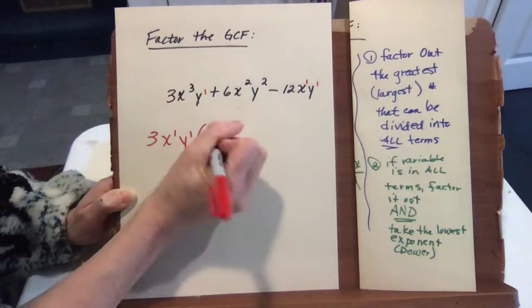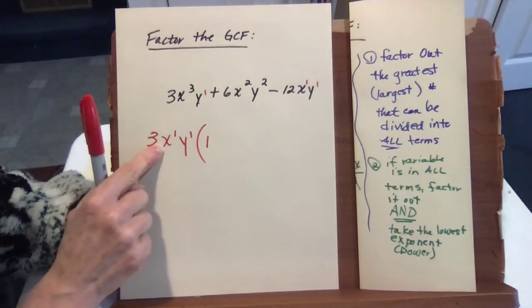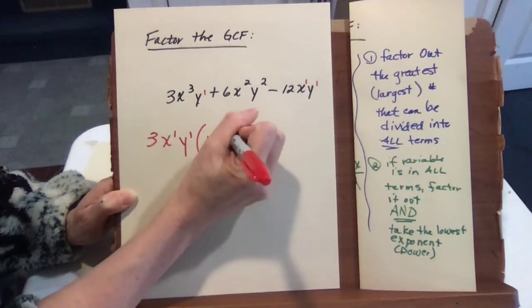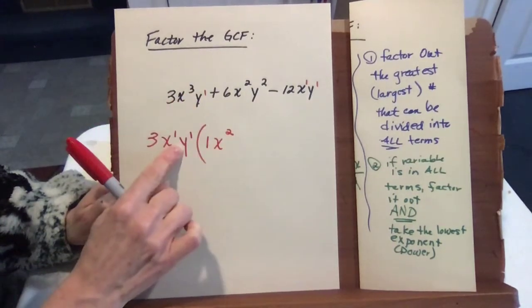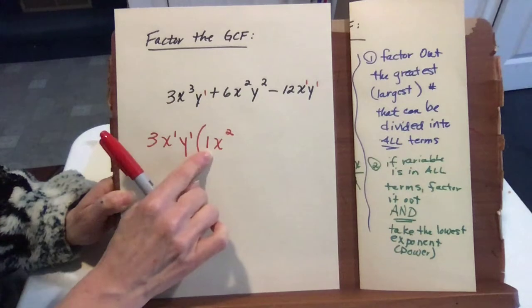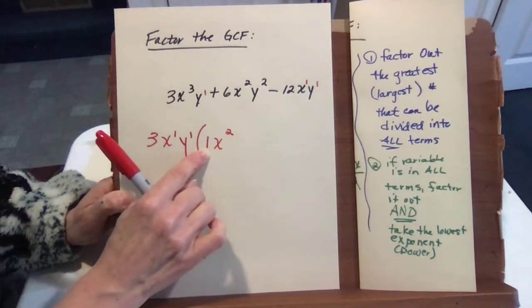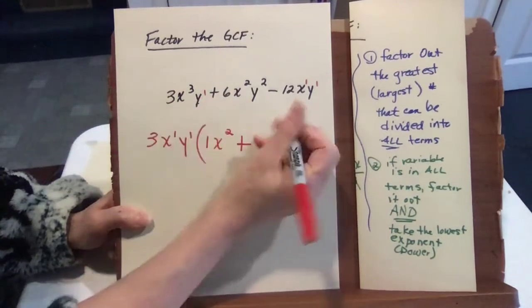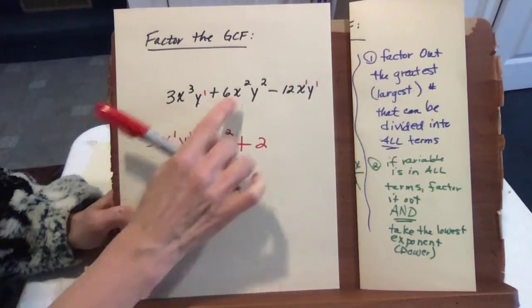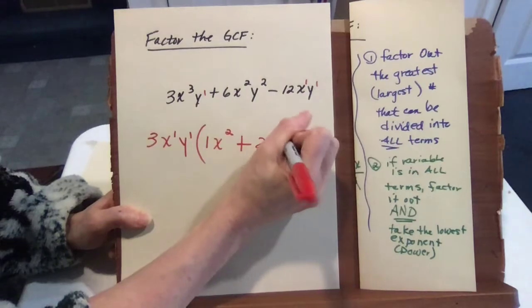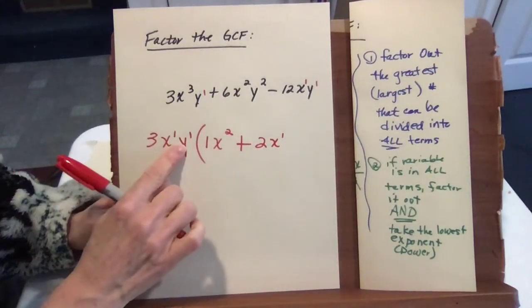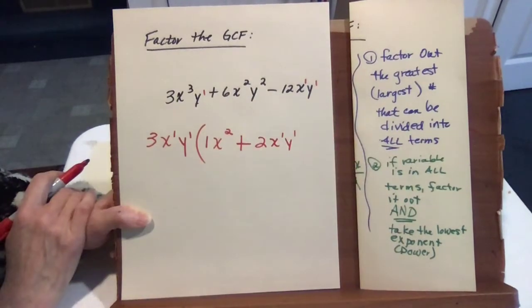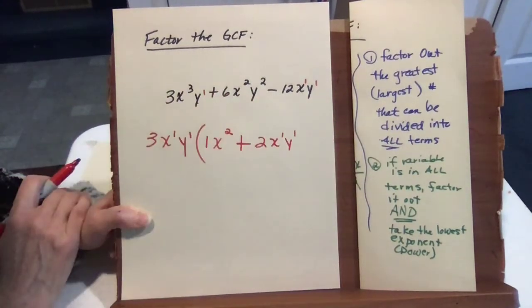3 into 3 is 1. X to the first divided into x cubed: 1 power taken from 3 powers leaves us x squared. And y divided by y is 1, so we don't have to write anything here because it won't change 1x squared. Plus 3 divided into 6 is 2. 1 power of x from 2 powers of x leaves us 1 power of x. 1 power of y from 2 powers of y leaves us 1 power of y. And we're done with that term.